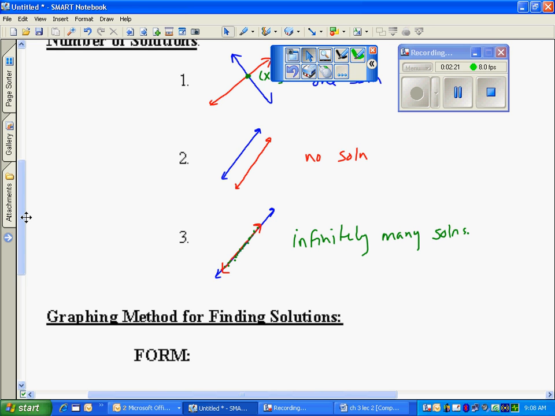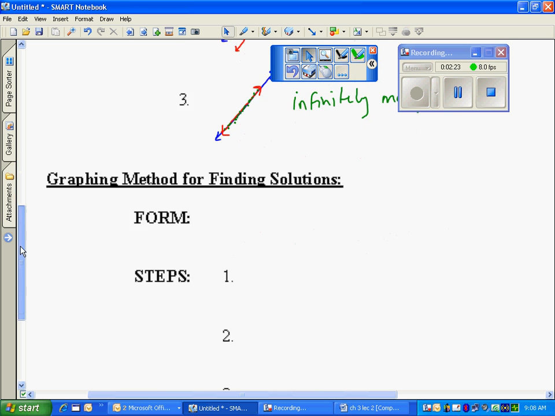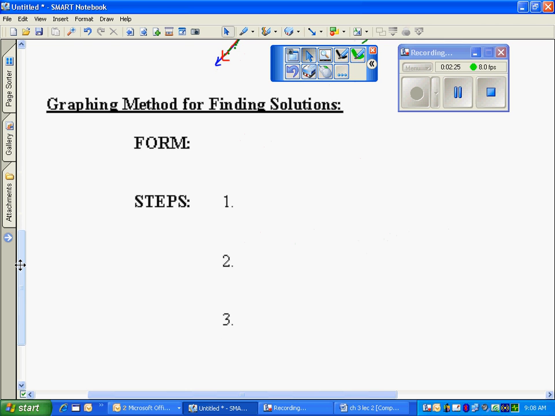So how can we find these solutions? There are three methods. We'll look at the first method, graphing, and when we graph systems, we like it in this form, y equals mx plus b. In other words, we like it to be in slope-intercept form, so my lines are easy to graph.